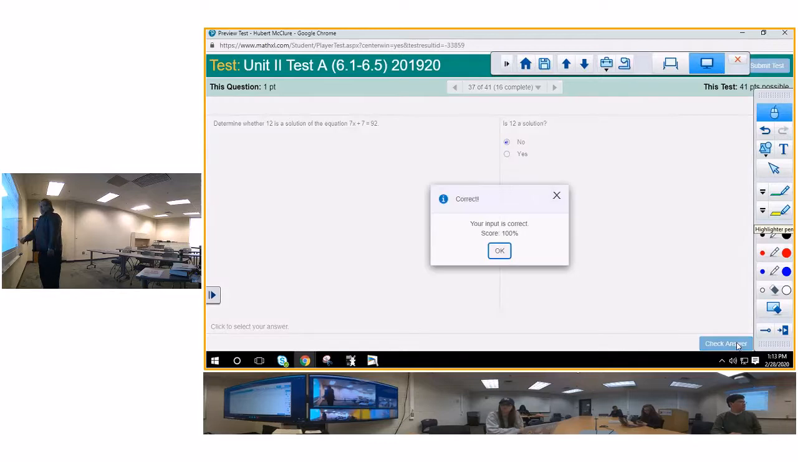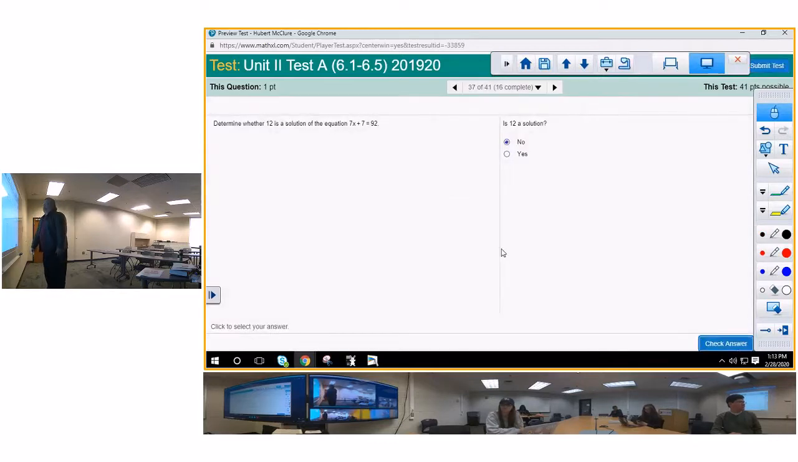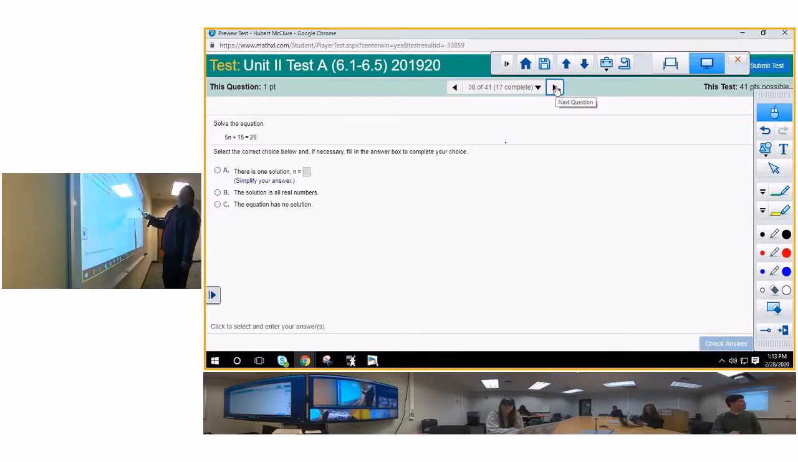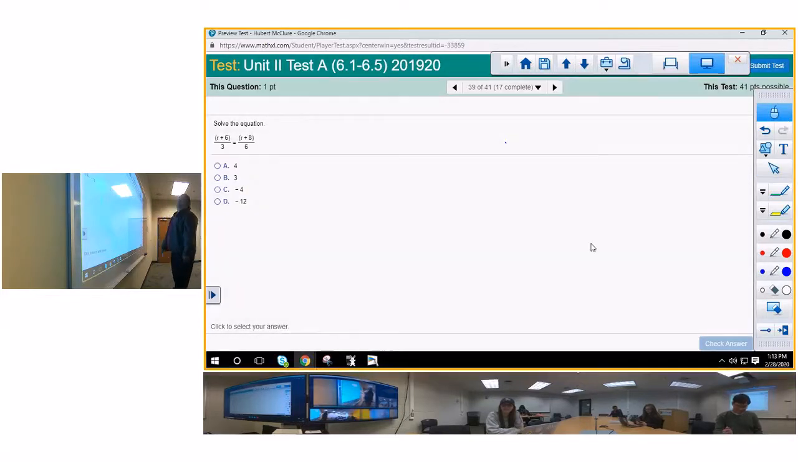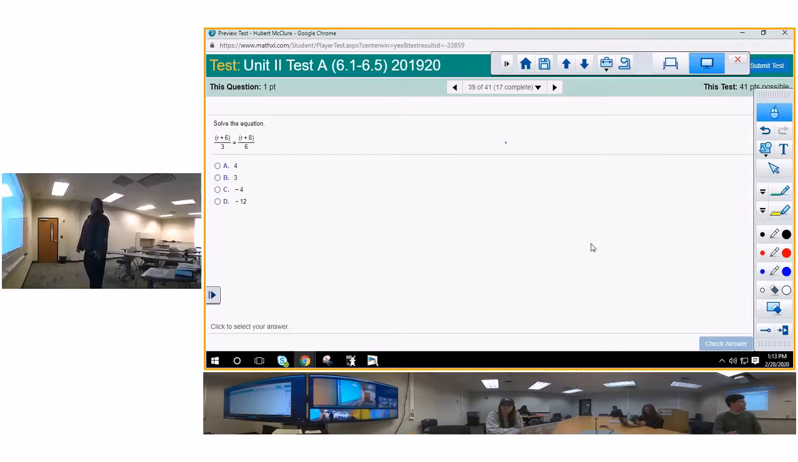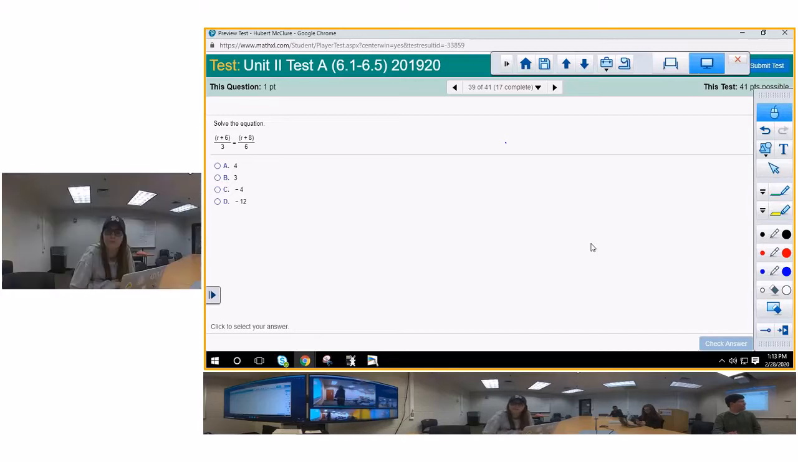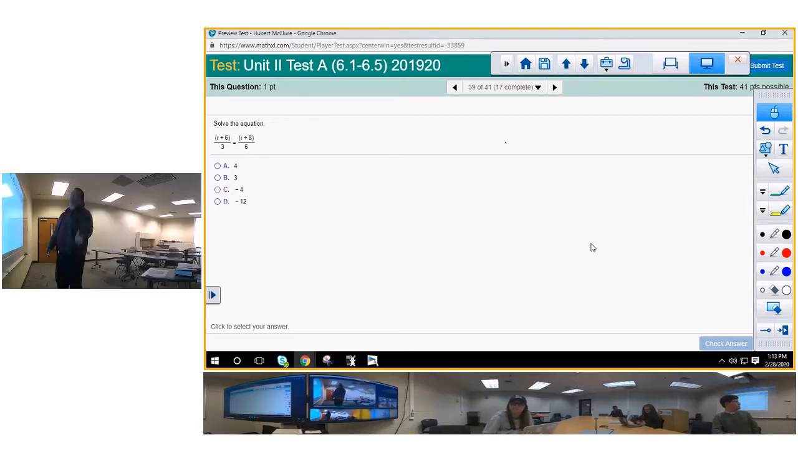Y'all quit laughing at my elevator music. Come on, let's go. Okay. Oh my gosh, I'm going to have to take some of these off. Okay, what do you multiply by on both sides? The reciprocal. Not the reciprocal, the common what? The common denominator. Multiply by 6 on both sides.